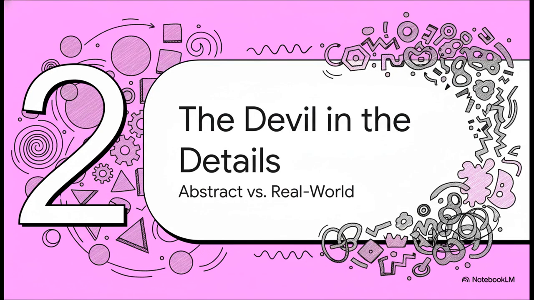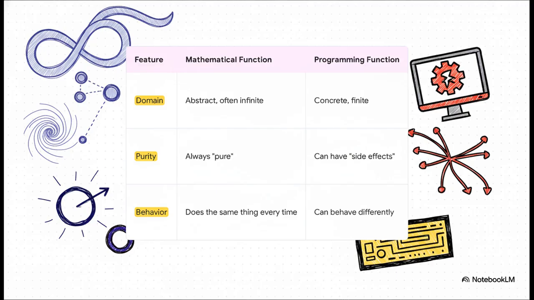Okay, now for the really interesting part. This is where we start to see the huge gap between a perfect, clean idea and its messy, complicated, real-world application. This table really nails the core differences. On one side, you've got the mathematical function. It lives in a world of abstract perfection. Its domain, the set of numbers it can work with, is often infinite, and it's always pure, which means its one and only job is to calculate a result, period. Then you look at the programming function. It has to operate within the messy reality of a physical computer.